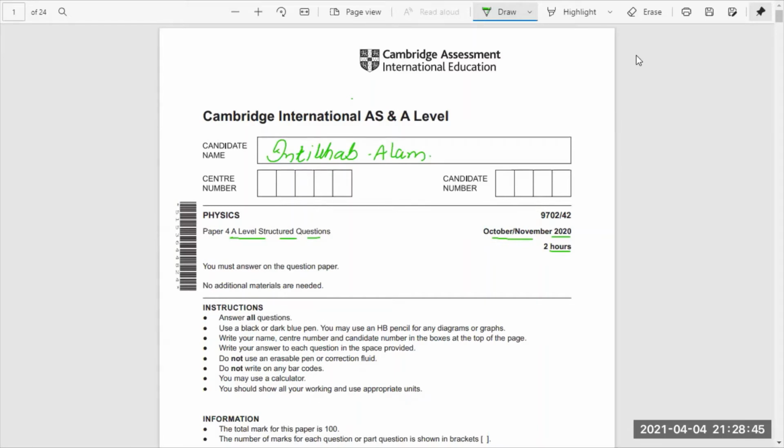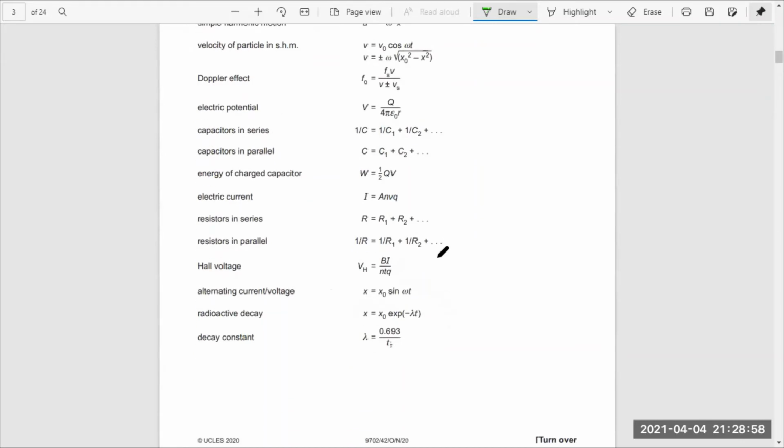My name is Sintakhabalam, and this was the paper you can watch here of October, November 20, paper 42. It's A levels structured paper.